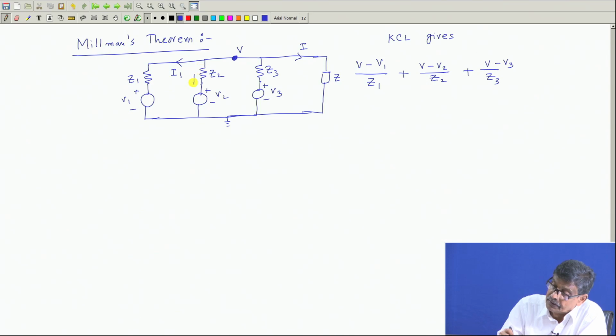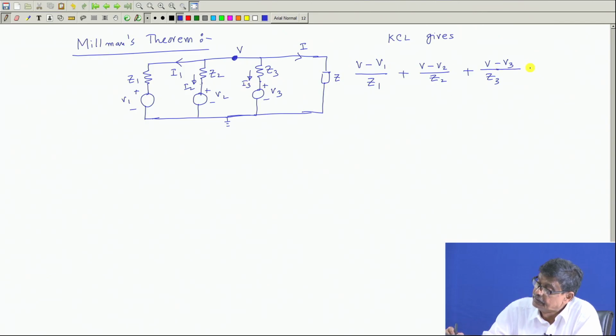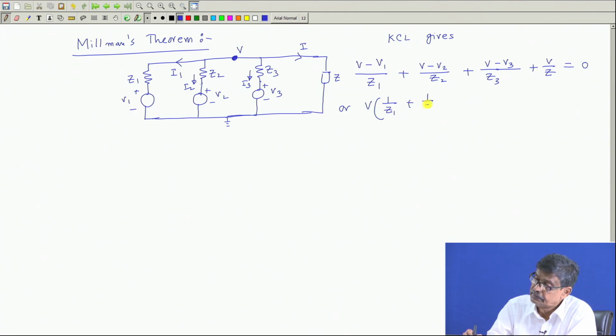All current going out: this current I 2 is this one, this is I 3 and this is plus I, which is equal to plus V by Z, and that must be equal to 0. Therefore, you can see that V is the unknown: 1 over Z 1 plus 1 over Z 2 plus 1 over Z 3. I could write it in one stroke also.